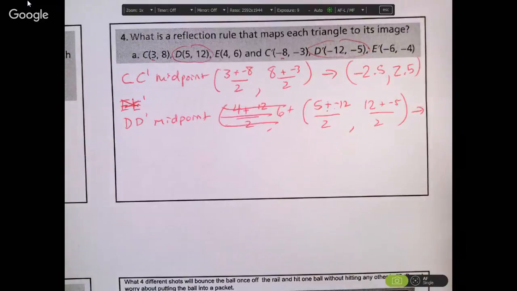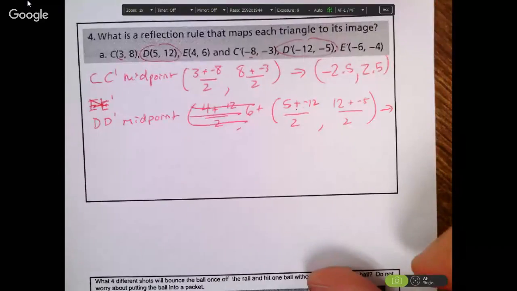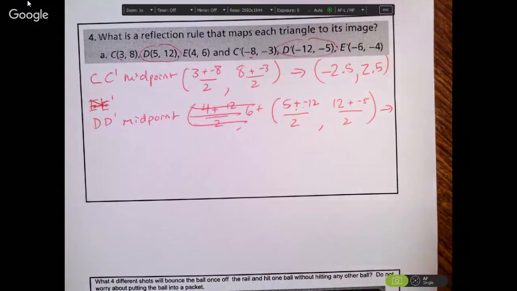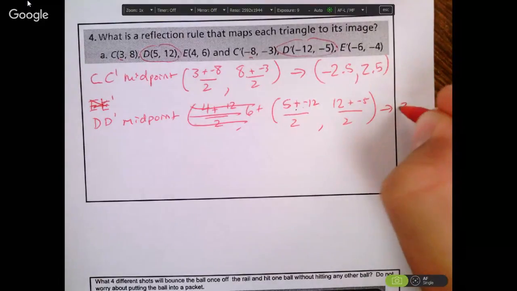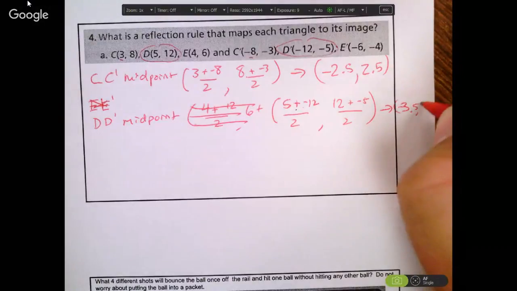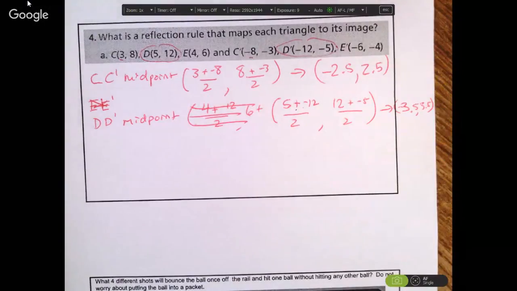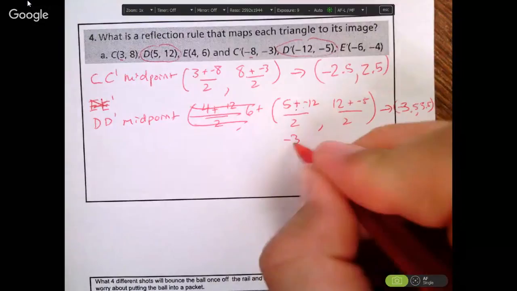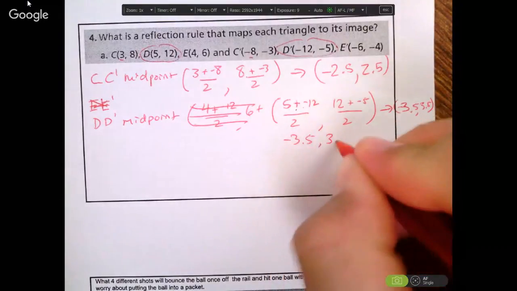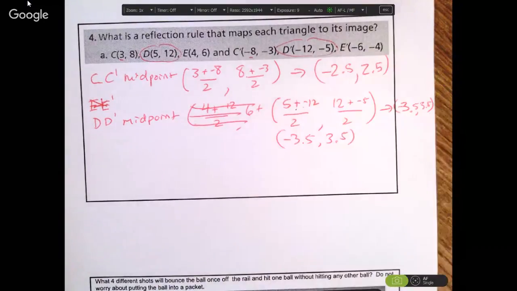So it's -3.5 and 3.5. Sorry, that's so small. Let me rewrite it. So now we found the midpoints.